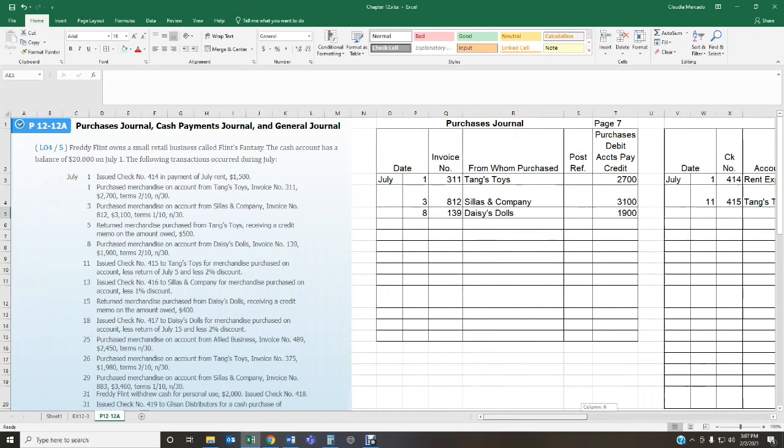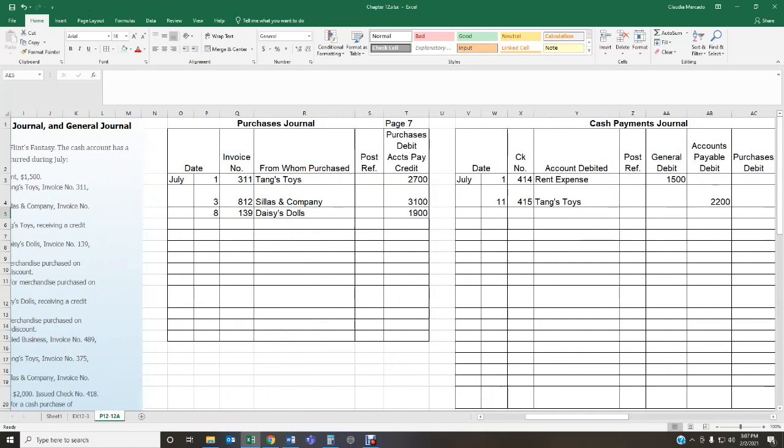So that happened on the 11th. On the 13th, we issued check number 416 to CS and Company for merchandise purchase on account less 1% discount. Now, in this case, we didn't have any returns. It was just a purchase, so it makes it simpler. Okay, so on the 13th, let's go ahead and move this over.